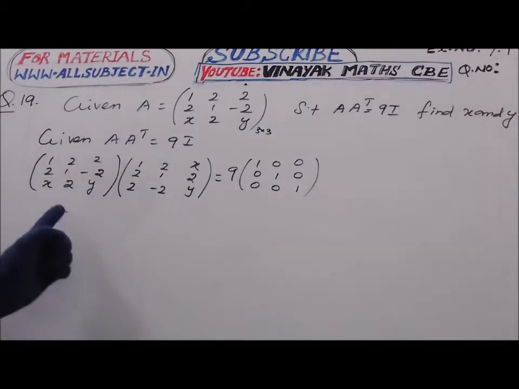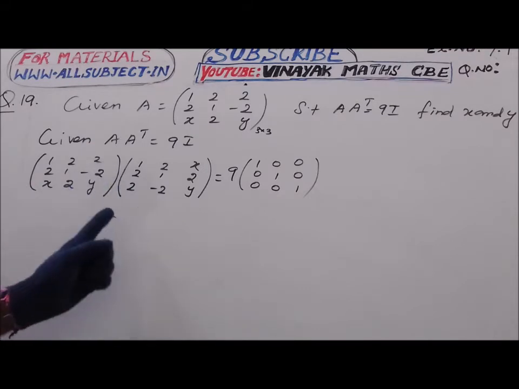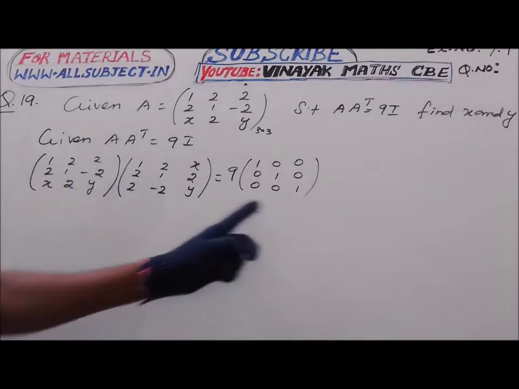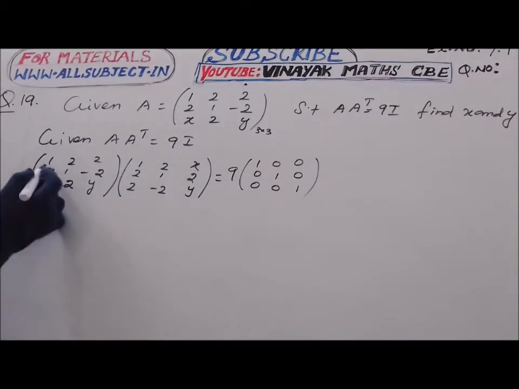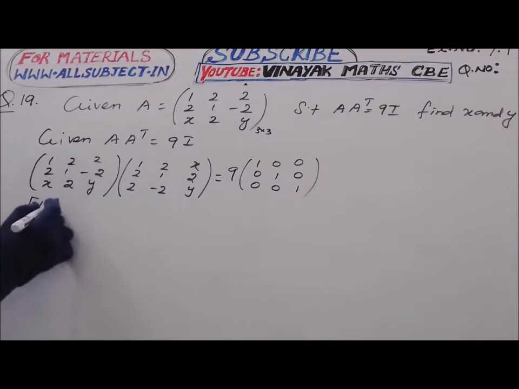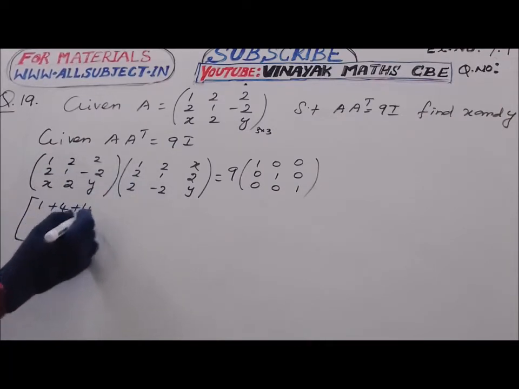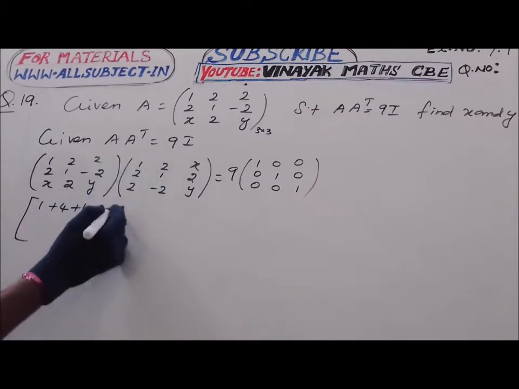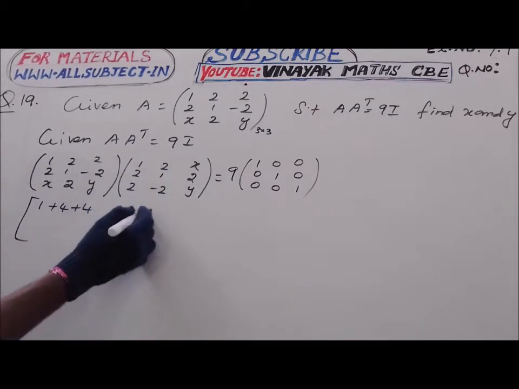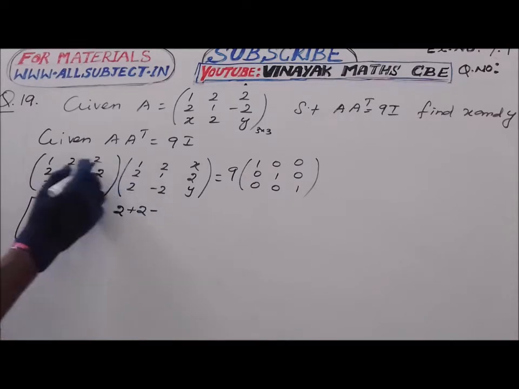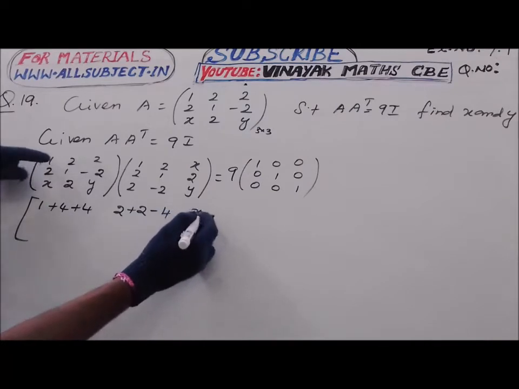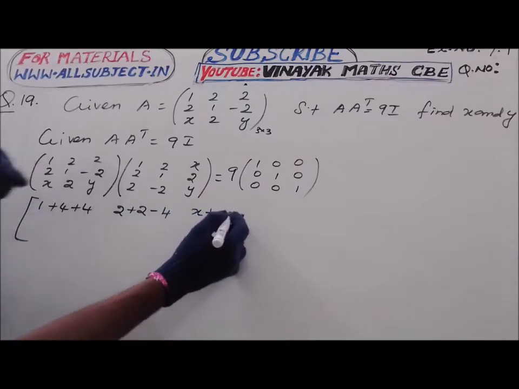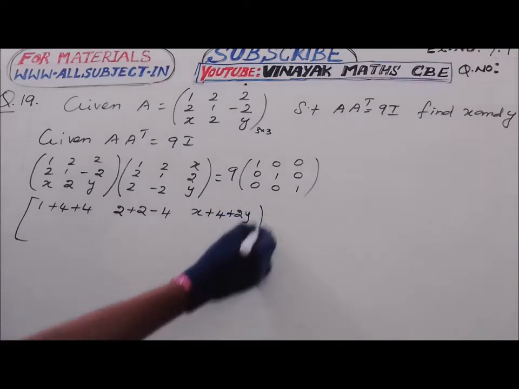We should multiply these two matrices A into A transpose and then multiply 9 inside the matrix. Then we can equate the corresponding elements. By multiplying, taking the row by column method: 1 into 1 is 1, 2 into 2 is 4, again 2 into 2 is 4, so 1 plus 4 plus 4. Then moving to the second column, 1 into 2 is 2, 2 into 1 is 2, then 2 into minus 2 is minus 4. And then moving to the third column, 1 into x is x, 2 into 2 is 4, 2 into y is 2y.